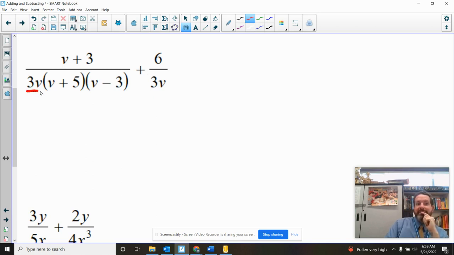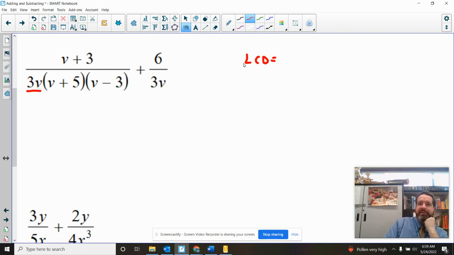I know just from looking up here, I'm gonna have to have a 3v in my common denominator anyway. The LCD is gonna have a 3v in it, which means if I reduce that 3 away, the very next thing I'm gonna do is put it right back in. So this time, I'm actually not gonna reduce that fraction. What should our LCD be?